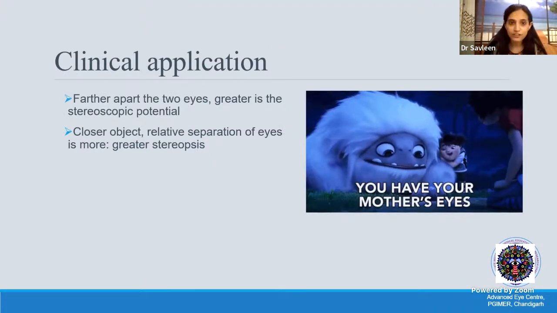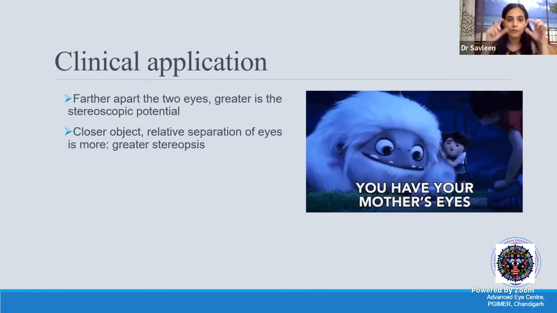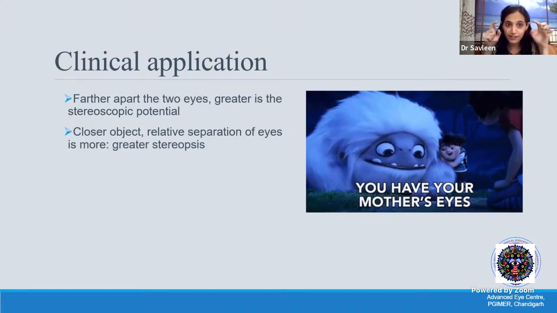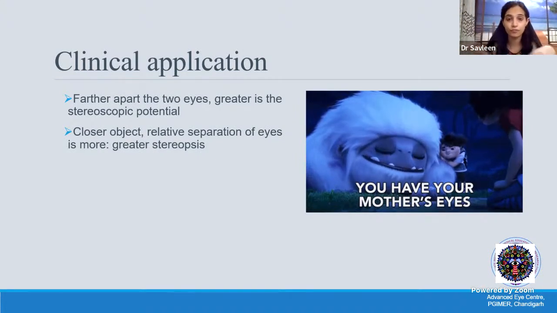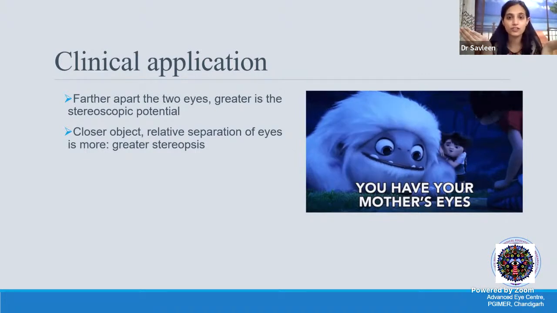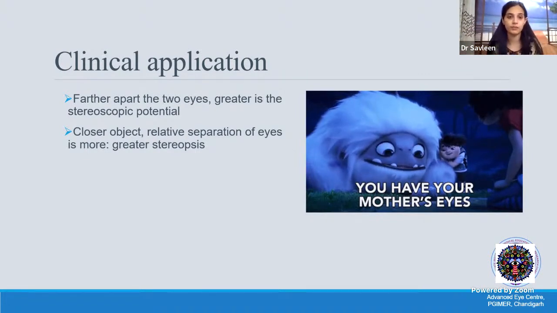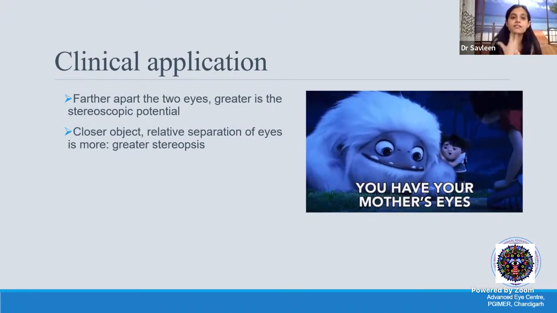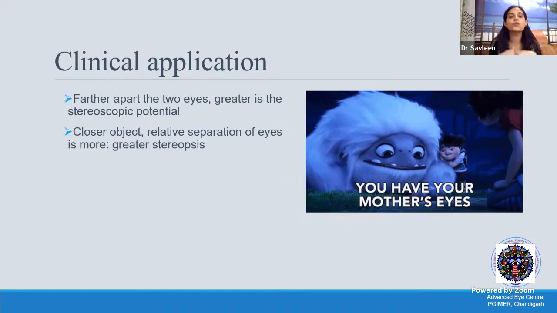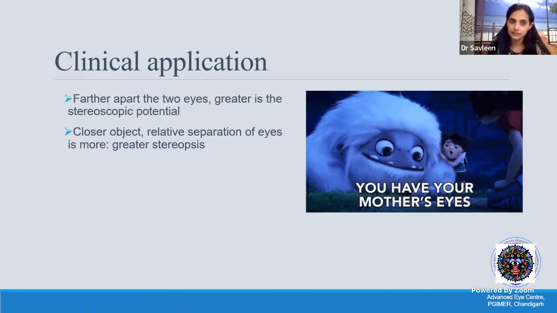So if we have understood the corresponding retinal points, we have a clinical application of this, because the farther apart the two eyes are, say in a certain ethnic group of patients that we see, you'll see greater stereoscopic potential with greater IPDs of the patient. Also, if you have a closer object, the relative separation of the eyes is more, so you will naturally have a greater stereopsis at near and a lesser stereopsis at distance.